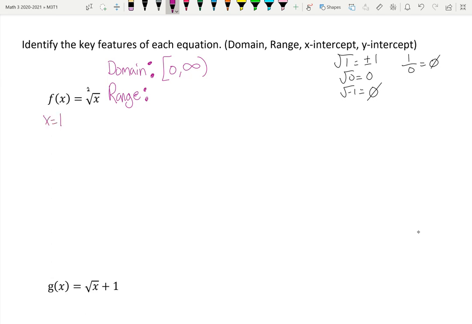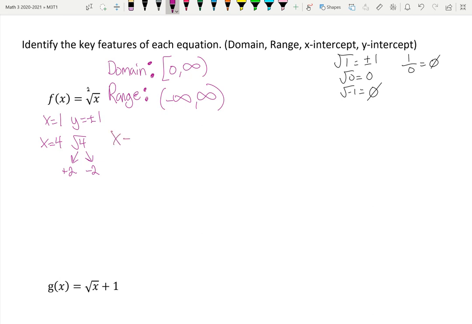when x is 1, that means y is going to be plus or minus 1. When x is 4, well, the square root of 4 is going to be 2 and negative 2. This means that my range is going to be both negatives and positive numbers.